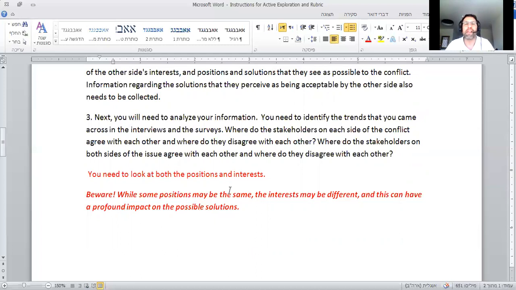Beware, while some positions may be the same, the interests may be different, and this can have a profound impact on the possible solutions, which means they may have the same position, but how it is going to be done, the how, might actually be an interest here. You have to be careful that we don't suggest a way of doing something which stands in the way of the interest, even though it is within the position.